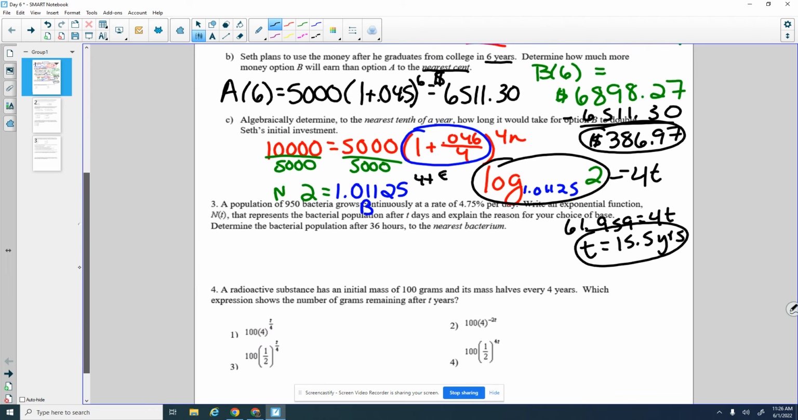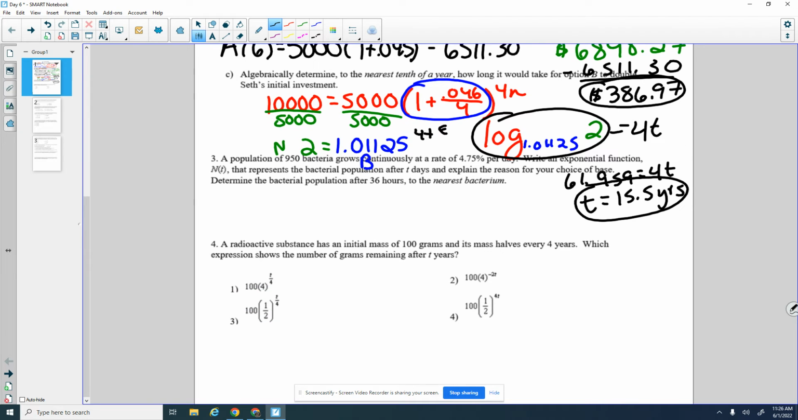The next one says a population of 950 bacteria grows continuously at a rate of 4.75% per day. Write an exponential function N of t that represents the bacterial population after t days and explain the reason for your choice of base. Determine the bacterial population after 36 hours to the nearest bacteria.